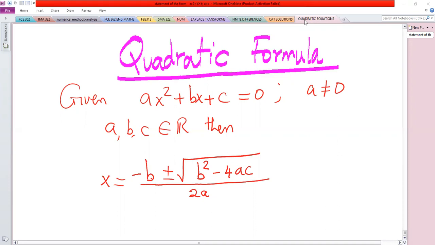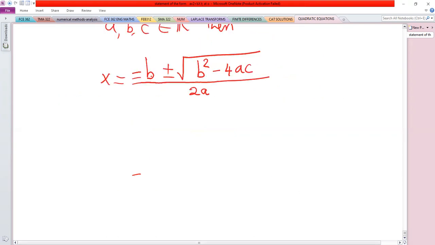Now, to apply this formula, it is always a must that you write your quadratic equation in this standard form so that you can identify your a, b, and c. So let's see how to apply this.